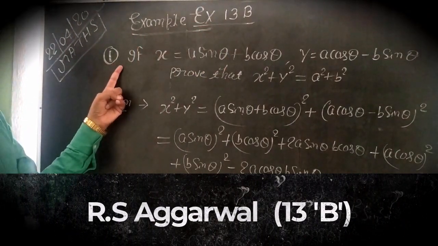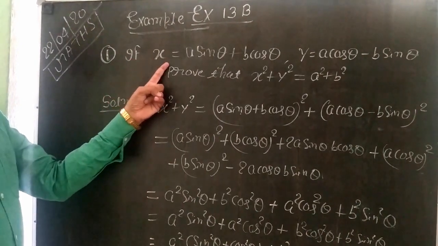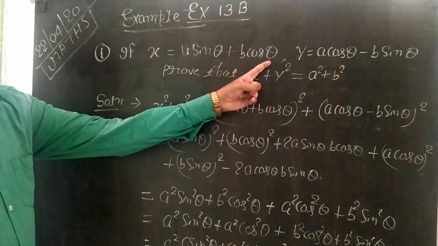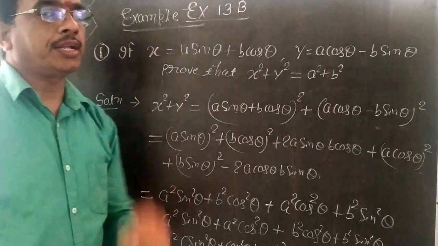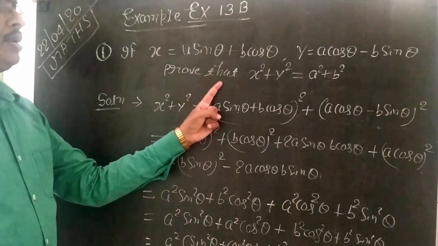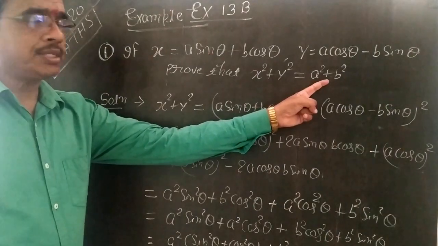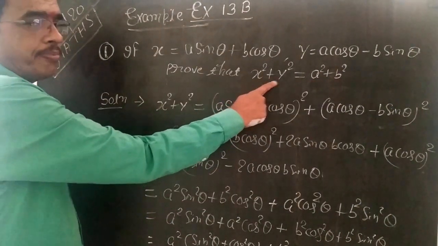Question number one of the examples: if x is equal to a sin theta plus b cos theta, y is equal to a cos theta minus b sin theta, prove that x square plus y square is equal to a square plus b square. Dear students, LHS is x square plus y square.